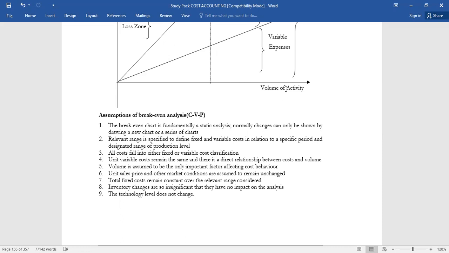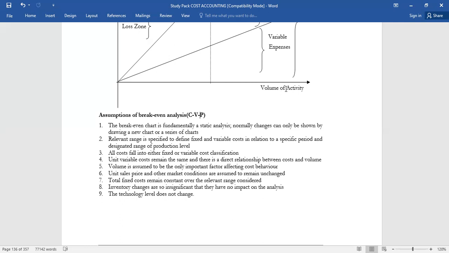Thirdly, all costs fall into either fixed or variable cost classification. So we are broadly categorizing our costs as either fixed or variable. But we know there are all manner of cost. We have semi-variable, we have incremental, we have sunk cost, right? But we are assuming, for the curve or for the graph to hold, that fixed cost and variable cost are the only cost. Again, we are ignoring all the other cost behaviors.